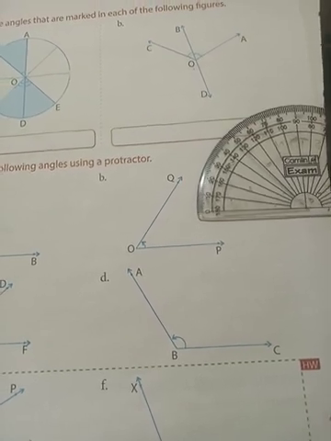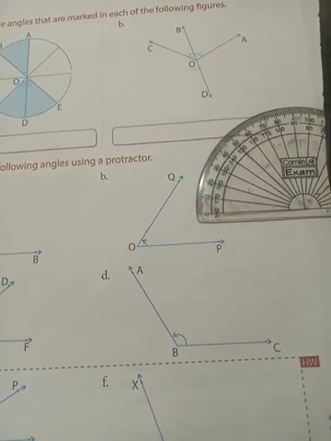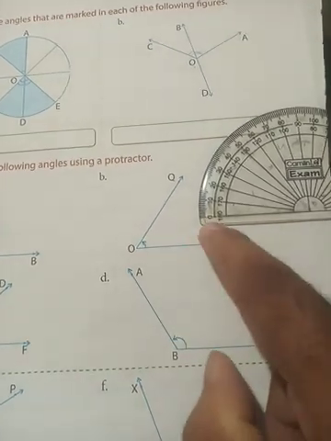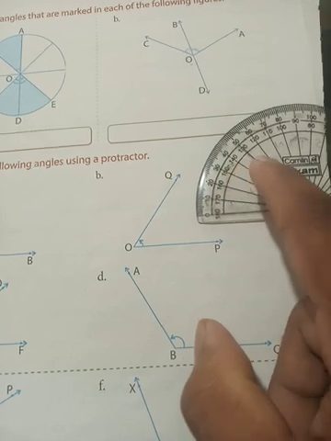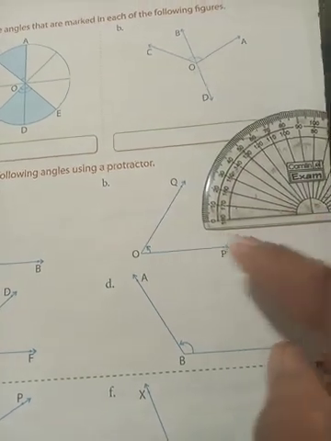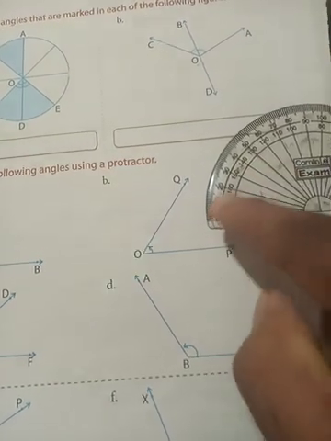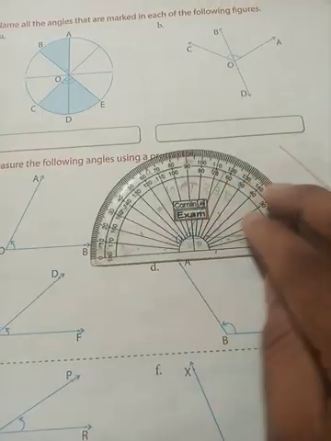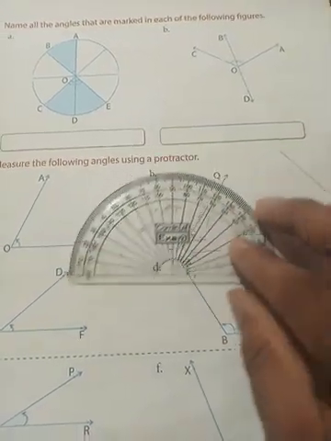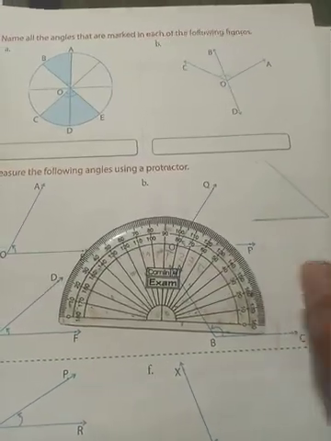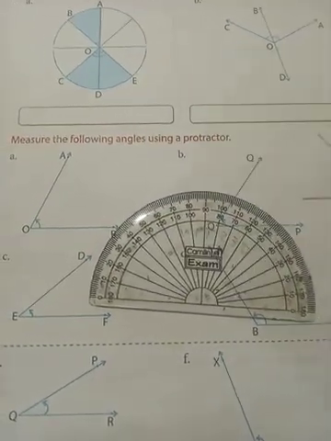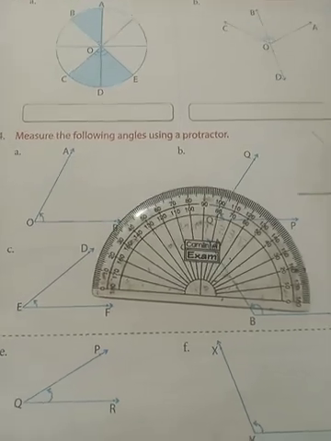For this figure, we have to take this side, so that we can count it. You can see 0, 10, 20, 30, 40, it is nearly 50, this angle. So this is 50. In this case we took this side. For all other cases we have to take this side. So depending upon the figure, we adjust the protractor, and in this way we measure the angles too.